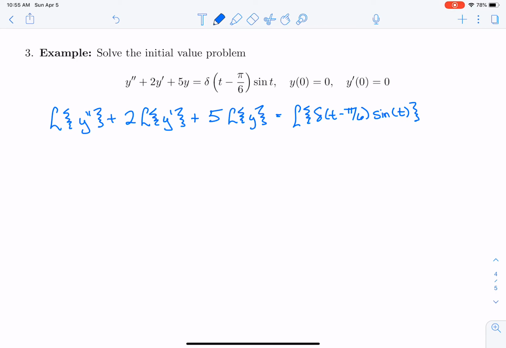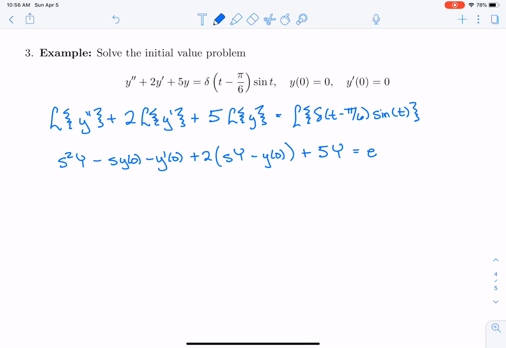Now, again, the Laplace transform of y double prime is s squared capital Y minus sy of 0 minus y prime of 0. Then we're going to get plus 2 times sY minus y of 0 for the Laplace transform of y prime. And then plus 5 times the Laplace transform of y, which is capital Y. And then, what is the Laplace transform of the delta function times sine t?